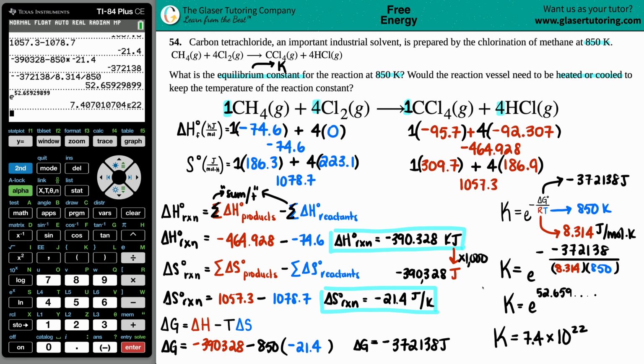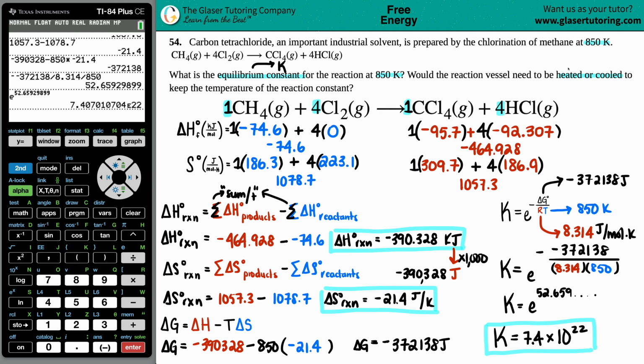Very spontaneous. Very large K value. Your K values do not have any units, so it's just 7.4 times 10 to the 22nd, and that's the equilibrium constant. So what's the equilibrium constant? 7.4 times 10 to the 22nd.